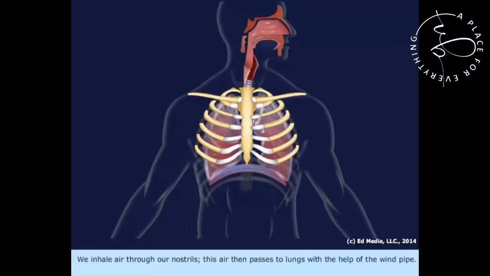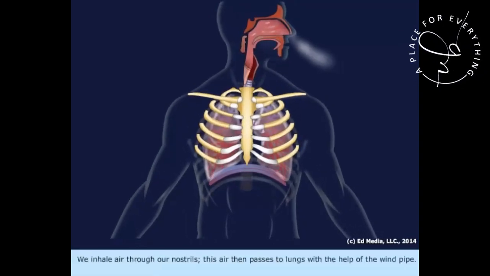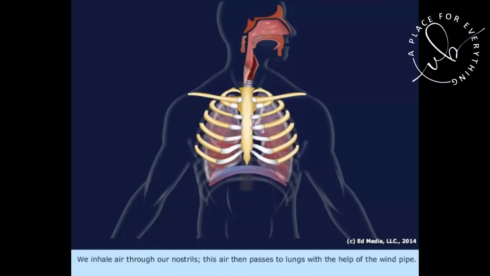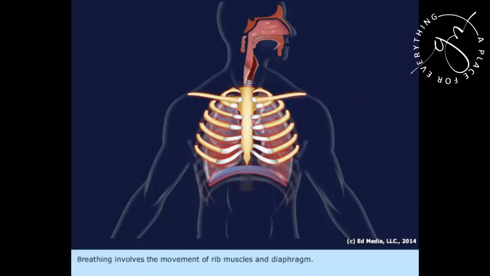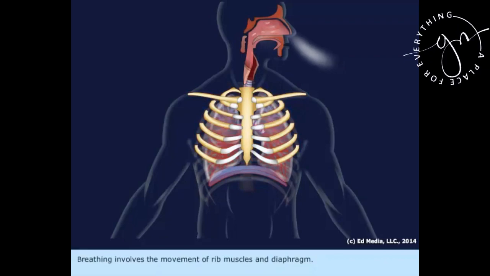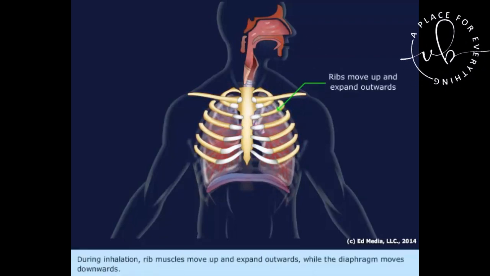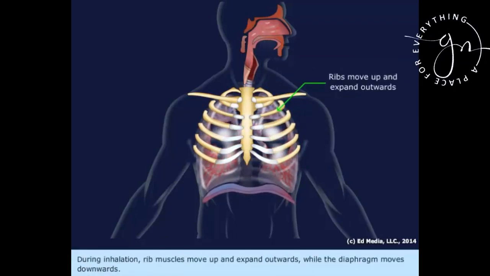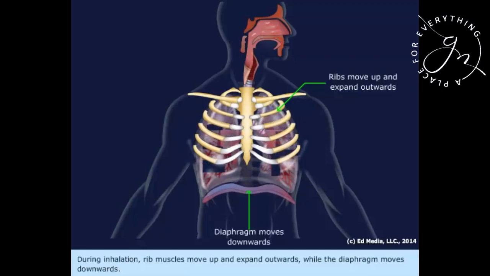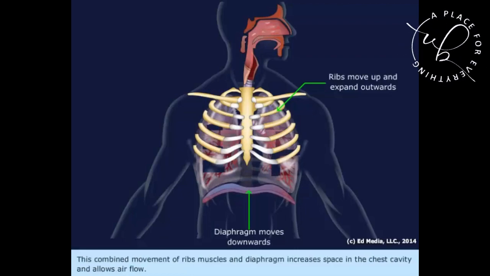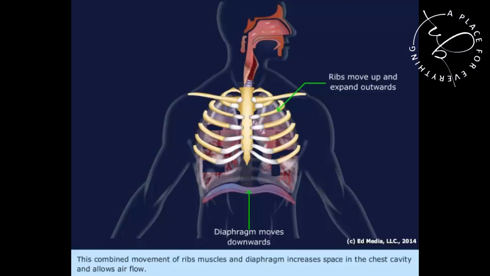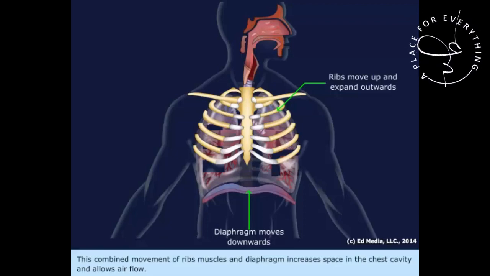We inhale air through our nostrils. This air then passes to the lungs with the help of the windpipe. Breathing involves the movement of rib muscles and diaphragm. During inhalation, rib muscles move up and expand outwards, while the diaphragm moves downwards. This combined movement of rib muscles and diaphragm increases space in the chest cavity and allows airflow.